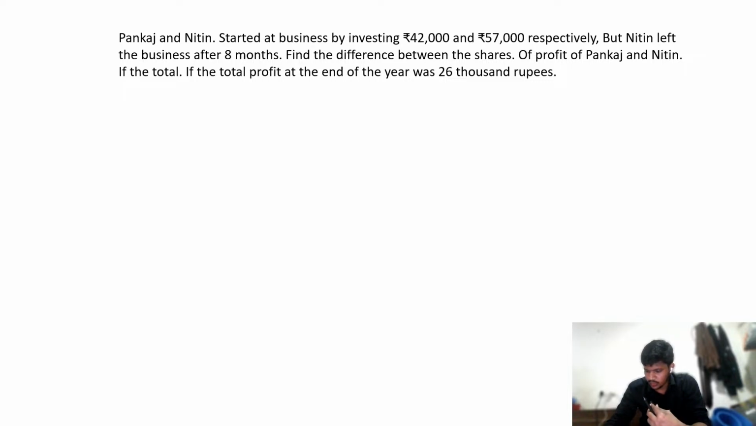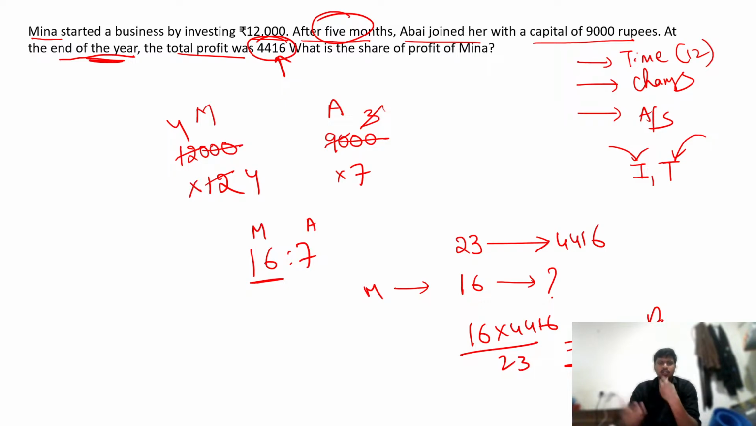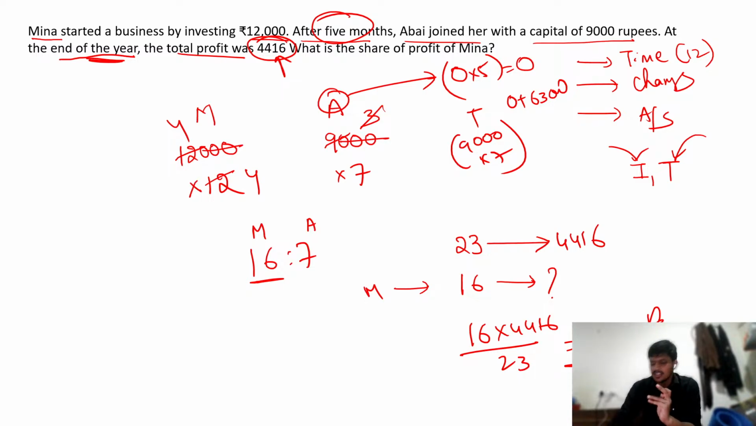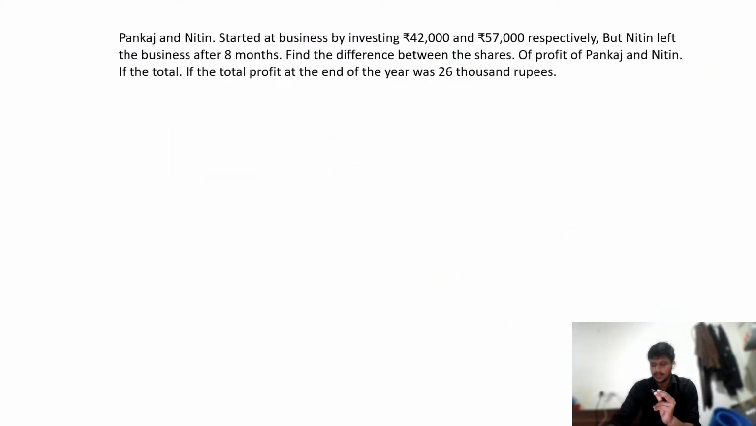Sir, like the way we did by adding in previous question, can we take Abhay investment as 0 for 5 months? Yeah, you can do. Guys, just give me 1 second. She's asking something. If you want, you can do like this. Like for Abhay, if you're taking 0 into 5 plus 9,000 into 7, the same thing you are going to get. No, this will become 0. 0 plus same 63,000. The same answer you are going to get there. That's up to you. But that's unnecessary step, no? Like 0 into anything is 0. That's why I'm ignoring that one. Yeah, solve this one.